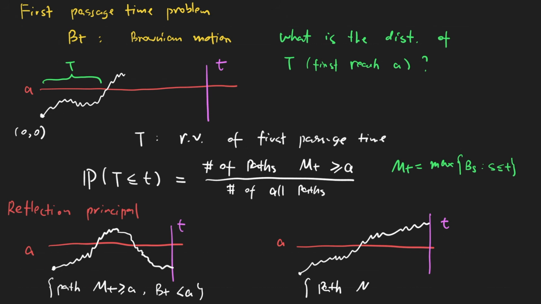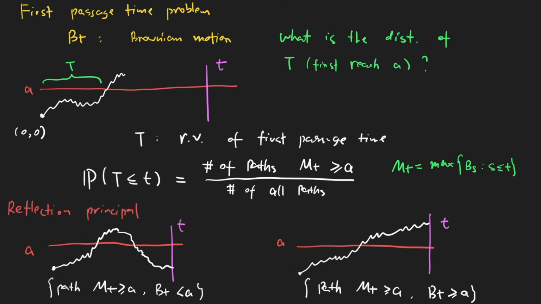Then we have the maximum value greater than A, and the process value is also greater than A. So the reflection principle is saying that these two scenarios have the same probability. Basically, it means that the paths have a one-to-one correspondence.